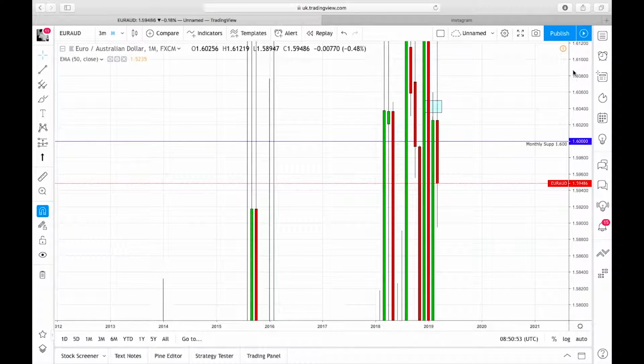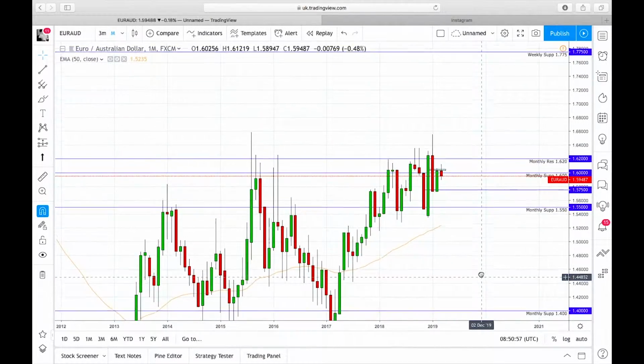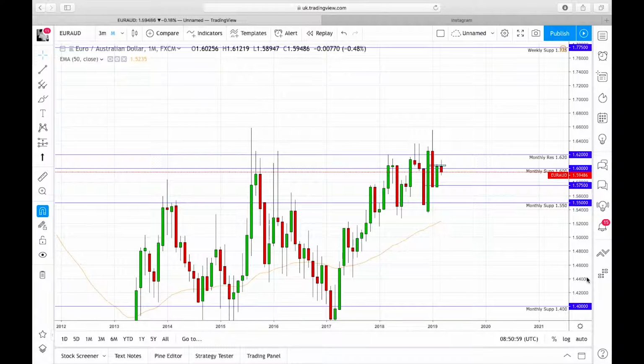So starting on the higher time frames, I've mentioned this before in previous videos, but on the monthly time frame we sit at a very strong area of interest between 1.600s and 1.6200s. These two key levels here. Now, I'm not going to go into too much detail about these levels because I have done in previous posts and videos, but if you go back on the monthly time frame, you can see plenty of price action rejecting this area, both as support and resistance.